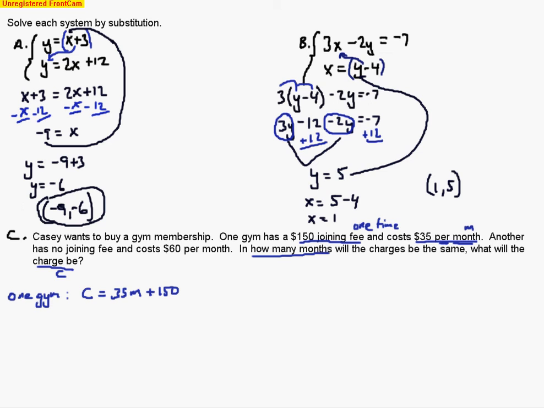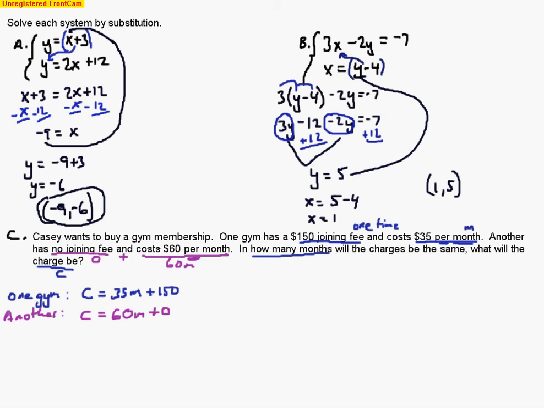Well, let's take a look at the other one. It says another has no joining fee. So that's 0 in place of our constant there. But they do have a cost of $60 per month. So that tells us that is the amount that we're going to pay each month, so that's our variable amount. So another gym, we'll just write another to represent that different equation. The variable C equals 60M plus 0. So it's a great one for substitution.